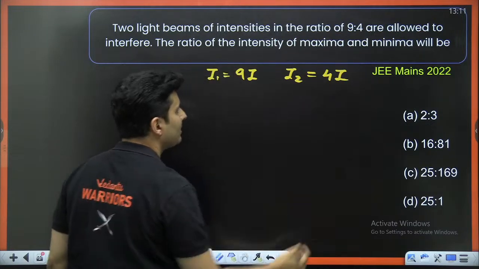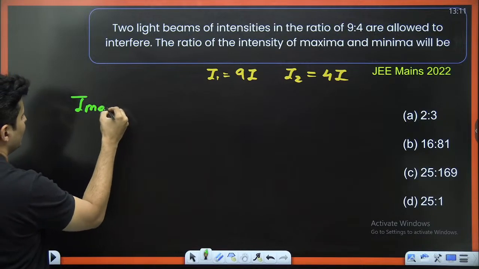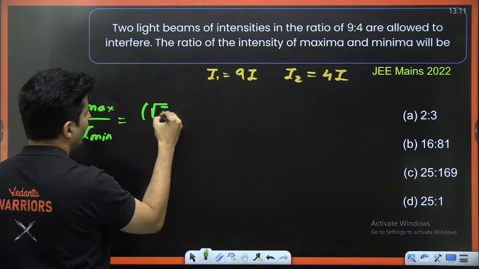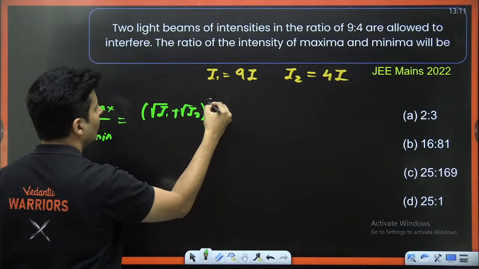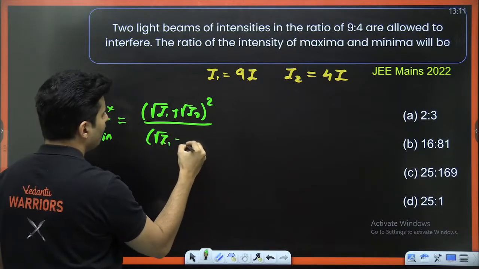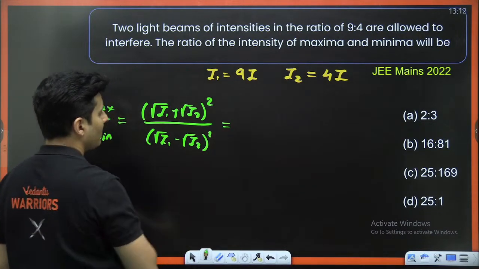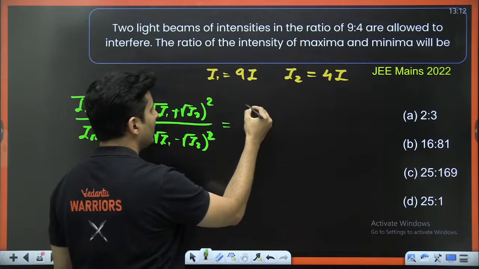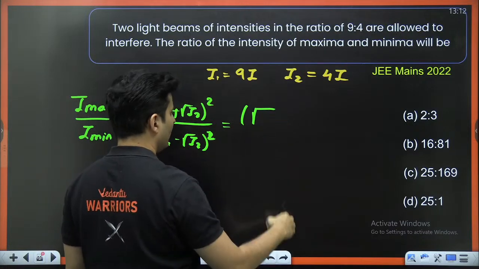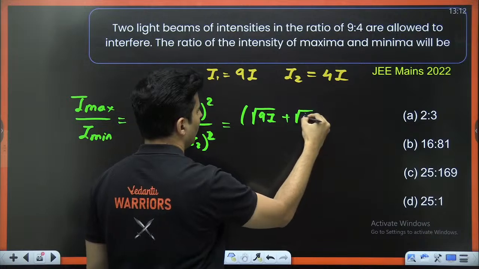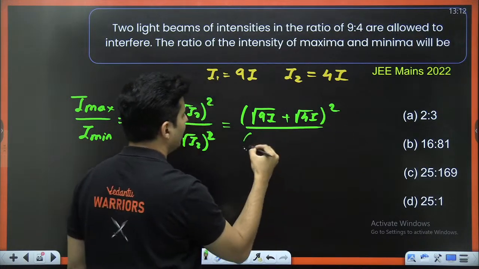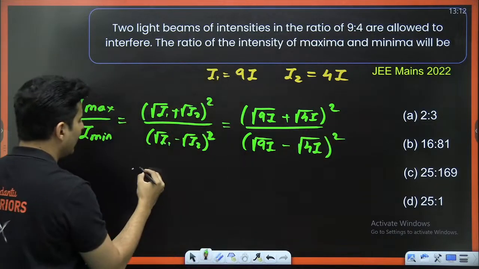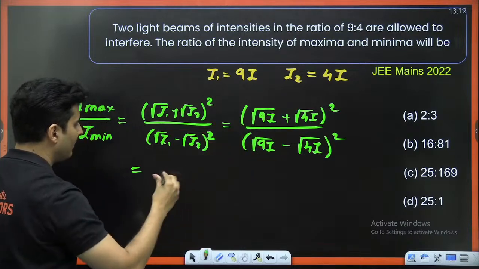Now what is asked is nothing but max by min. We have seen the formula. Max is (root I1 plus root I2) whole square. Min is (root I1 minus root I2) whole square. One is for maxima, one is for minima. So this will be nothing but (root of 9I plus root of 4I) whole square, divided by (root of 9I minus root of 4I) whole square. I will get cancelled, numerator and denominator.